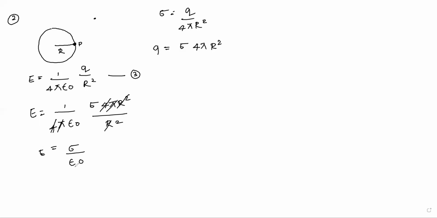If you want to express the same in vector form, we can write vector E is equal to sigma by epsilon naught n hat. So this is the expression for the second case, when we consider the point on the sphere of radius capital R. Now we'll go to the third case. Let me clear the screen so that we can go to the third case.